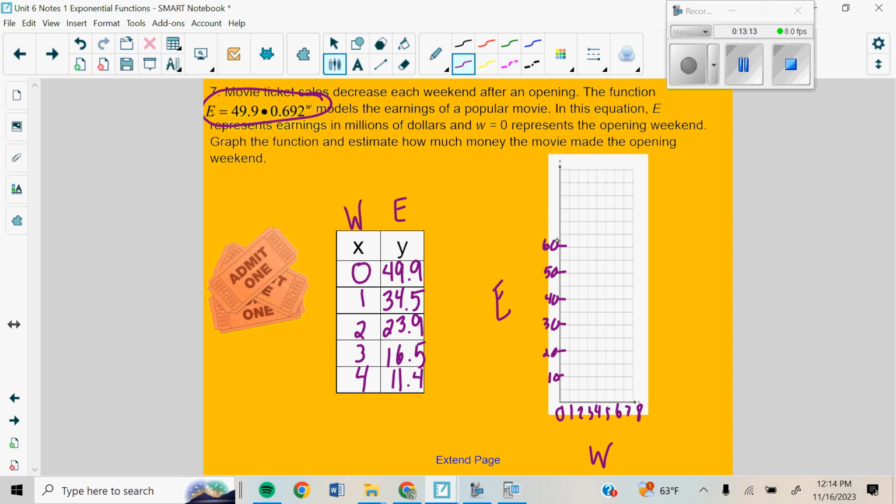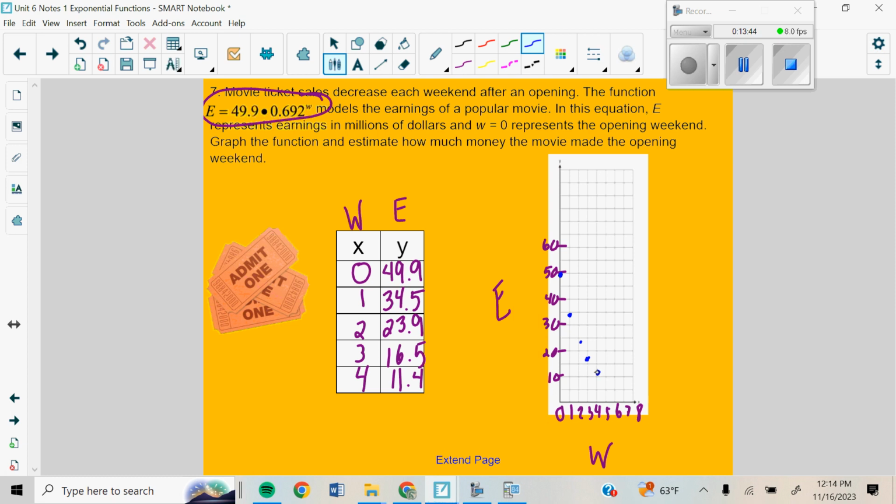All right, so when we graph our points, at 0 we're at 49.9, so just below 50. At 1, we're at 34.5, so that's 35 there, so we'll go just below 35. At 2, we're at 23.9, so we're going to go a little more than halfway. And 16.5 at week 3, so just above our 15, and then at 11.4 for week 4.